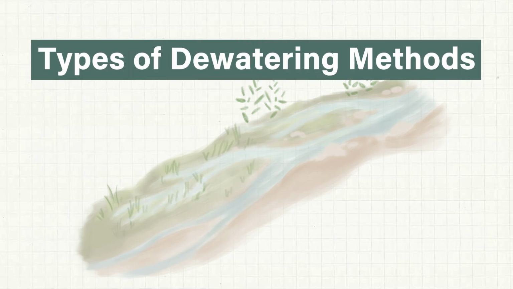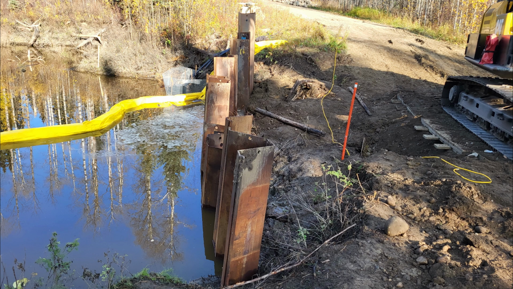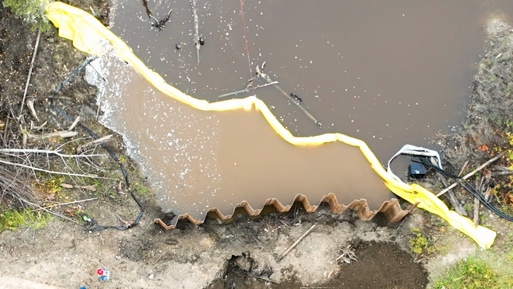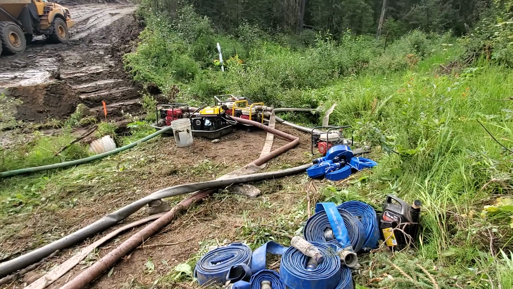Types of dewatering methods. Cofferdams. Cofferdams are in-stream barriers that block the flow of water or direct the flow to the opposite side of the channel while work is being conducted. They are often used on large watercourses and can be used in conjunction with temporary diversion channels or pump-around systems.